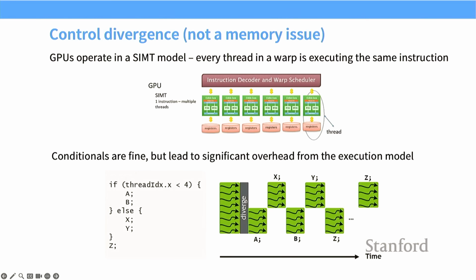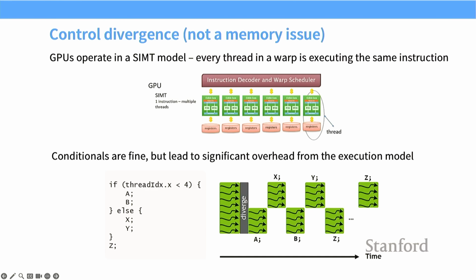Okay, so the first thing that I want to talk about is conditionals. As I said before, the GPU execution model is called SIMT, single instruction multi-thread. Every thread in a warp is going to execute the same instruction, and it's going to do so on different data. So what happens if I write a piece of code that looks like this? I have an if statement: if the thread index is less than 4, do something; if the thread index is greater than or equal to 4, then do something else. A very simple conditional model.